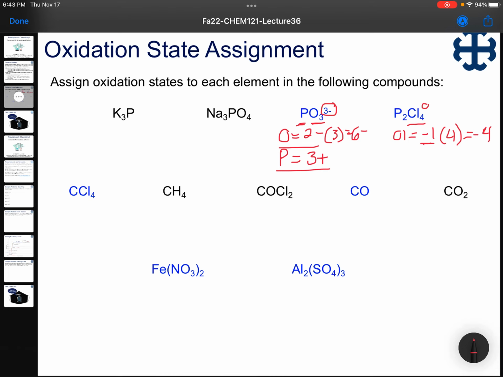That means with our 2 phosphorus, we need to have a total charge of +4, right? And we have 2 phosphorus, so basically what times 2 equals 4? Hopefully that math isn't too hard for you. It should, of course, be +2, right? So our oxidation state of phosphorus in this example is +2. Our oxidation state of chlorine is -1.